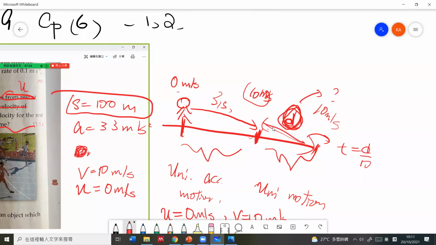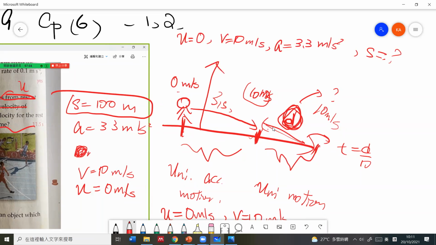Now the initial velocity is 0, the final velocity is 10 meters per second, and the acceleration is 3.3 meters per second squared. In this case, we want to find the displacement of the first part, and then we can know the displacement of the second part. We have 3 known quantities and 1 unknown. So v squared minus u squared equals 2as. So 10 squared minus 0 squared equals 2 times 3.3 times s.